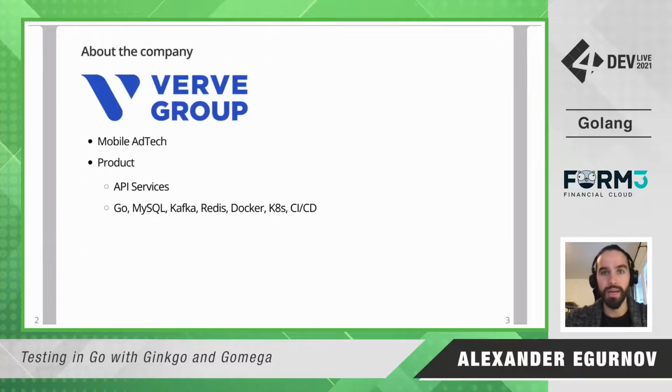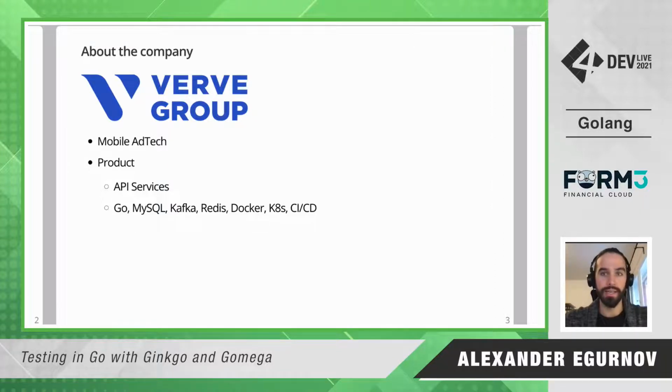Now about the company. Verve Group Europe is a mobile advertising technology company, and the product I'm working on, and this will be important for the presentation today, is an API service. It's an ad exchange, so this puts some specifics into what we are testing. We are backend heavy. We don't have a front end for this product, and we use a bunch of technologies quite typical in the industry: Go, MySQL, Kafka, Redis, Docker, Kubernetes, all kinds of CI/CD scripts. So it means that we are not really testing the front-end part here or anything related to that.